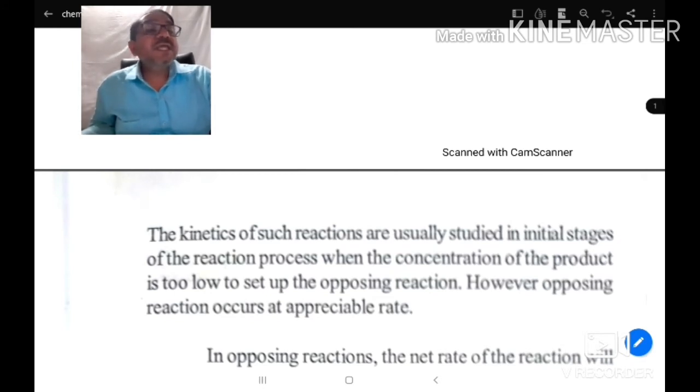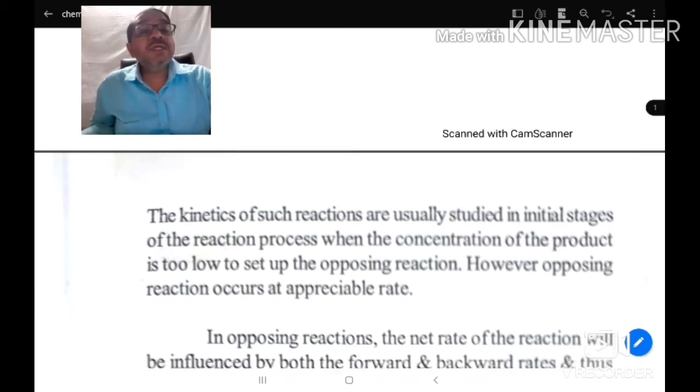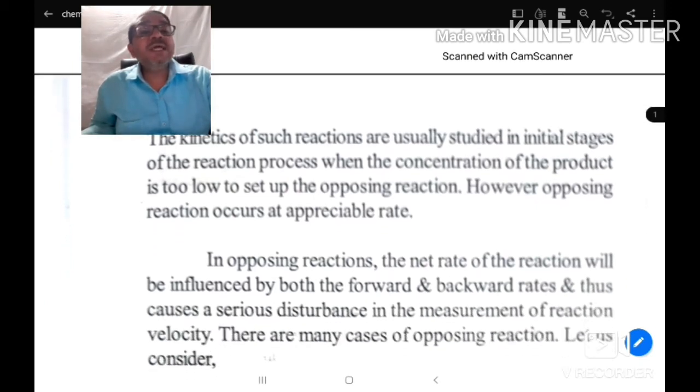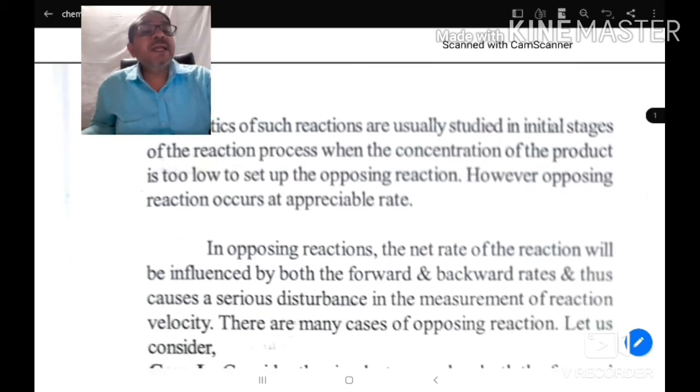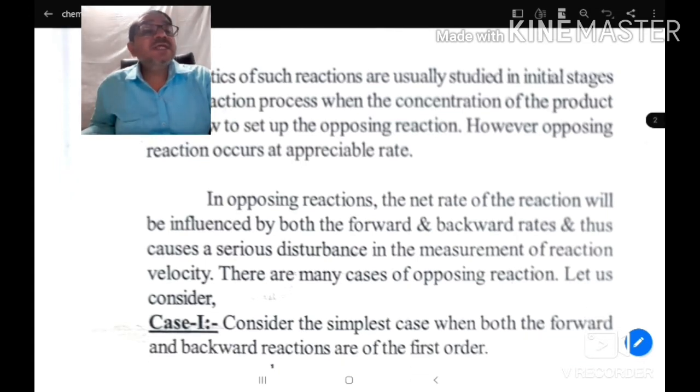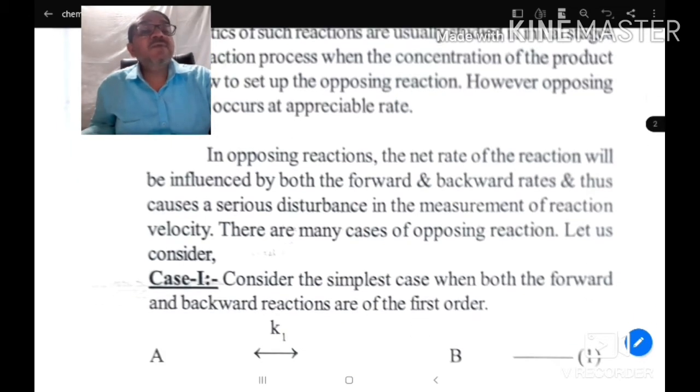The kinetics of such reactions are usually studied in the initial stages of the reaction, when the concentration of the product is too low to set up the opposing reaction. However, an opposing reaction occurs at an appreciable rate. In opposing reactions, the net rate of the reaction is influenced by both the forward and backward rates, and thus causes a serious disturbance in the measurement of reaction velocity. There are many cases of opposing reactions, so let us consider the first case.